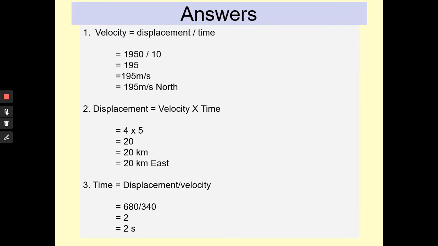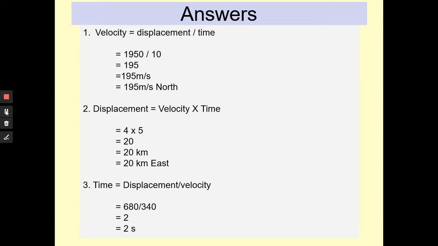Now this is the one that can catch people out sometimes, but you're asked to calculate the time. So in that case, you're doing displacement divided by velocity. So we've got 680 divided by 340 to get the answer 2. Now, because the speed there, or the velocity there, was given in meters per second, then the time is in seconds. But notice there's no direction after there because time is not a vector quantity. So even though it's in the velocity equation, it is not a vector quantity. So if you calculate time, you must not put a direction there. If you do, it's wrong.